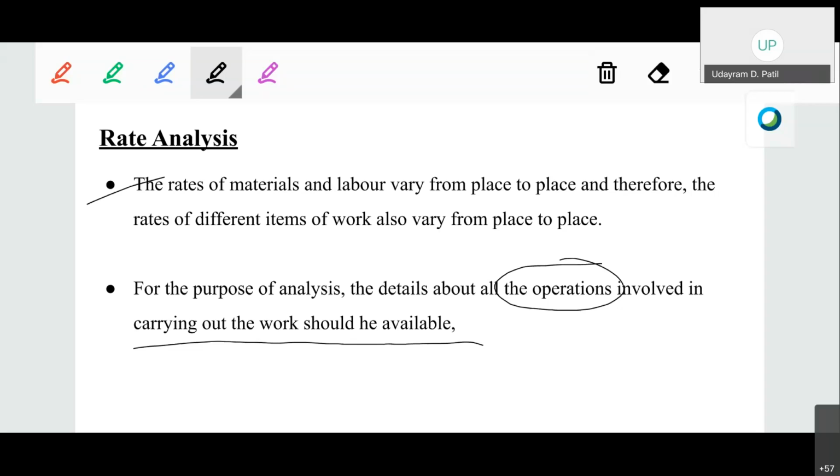Okay, so for the purpose of the particular rate analysis, I will require all of the operation details, all of the operations which will be involved in the construction of the work. Okay, this I will get from the specification.